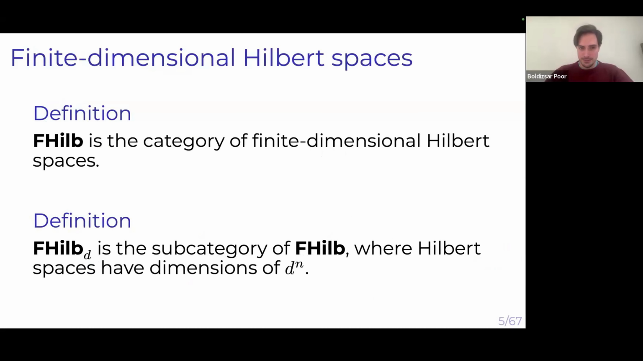So some definitions I will use in this talk: FHilb. This is the category of finite-dimensional Hilbert spaces. And something else which is important is this FHilb_d, which is the subcategory of FHilb, where Hilbert spaces have dimension d to the power of n. So for example, a qubit would be FHilb_2, a qutrit would be FHilb_3, and FHilb_d are qudits.